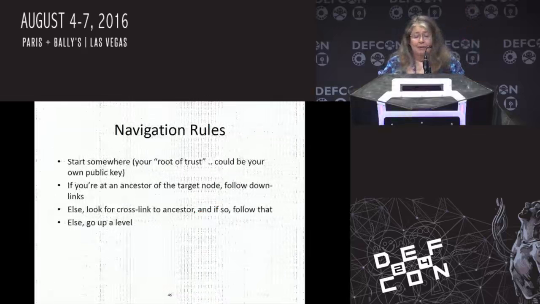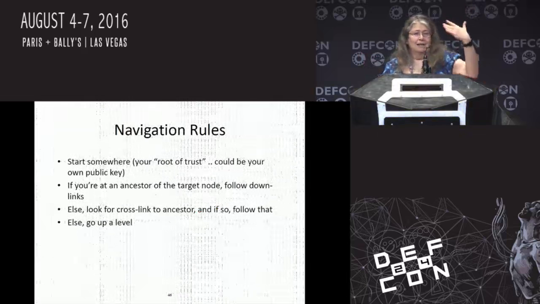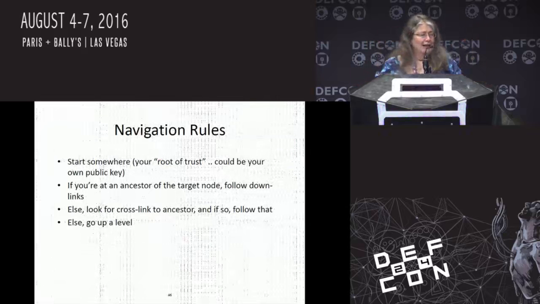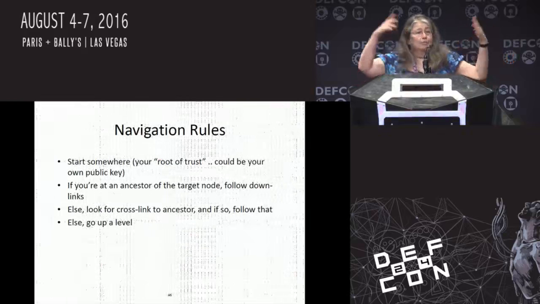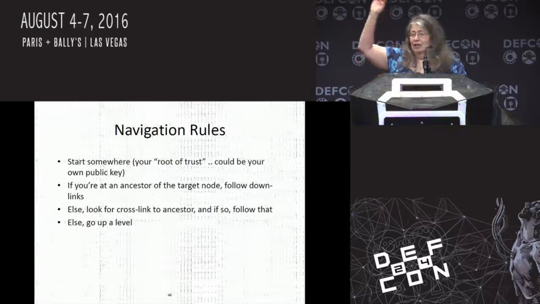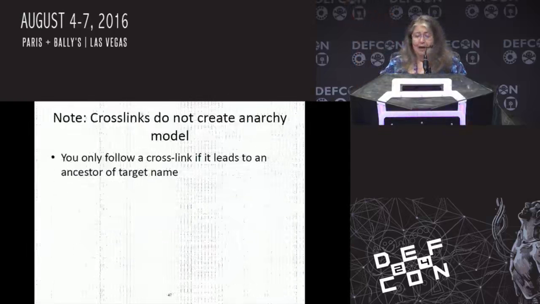So the navigation rules: you start somewhere and you go up as much as necessary to either get to a common ancestor of the name or to a crosslink that gets you to a common ancestor. Now, it looks kind of like I've just done the anarchy thing because anyone can certify anybody else. But the rule is you don't follow a crosslink to explore where it leads. The only reason you would follow a crosslink is if it gets you to an ancestor of the name that you want to look up.